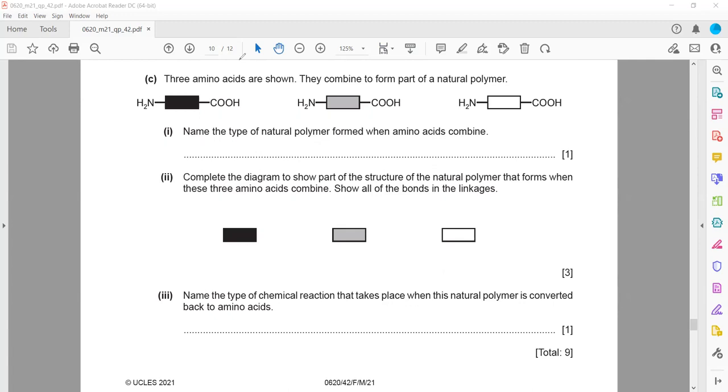So 3 amino acids combine to form a natural polymer. Name the type of natural polymer formed when amino acids combine. So whenever small molecules, the monomers such as amino acids, combine, this will produce a natural polymer by nature. And this polymer is known as protein. If amino acids combine, it will be protein.